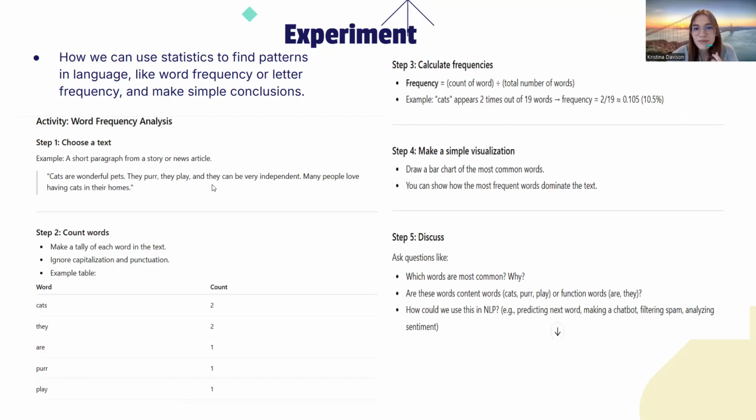So next step is making a visualization, which we are going to skip in this experiment, but many linguistic data scientists will go ahead and do that step. But next, they're able to discuss and ask questions like which words are most common and why. So in this sentence, we know cats is most common, but why? That's also another interesting thing to think about. And are these words content words or function words? So that's kind of the end of this simple experiment.